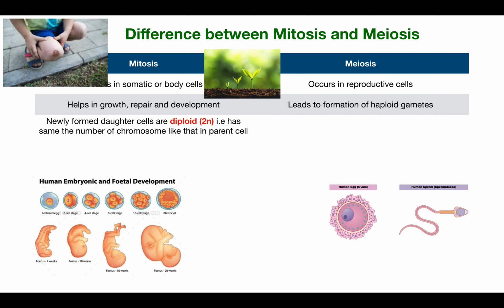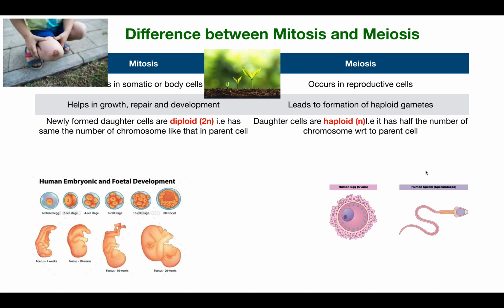That is, when a parent cell divides, it gives rise to two daughter cells, and both the cells are diploid, containing the same number of chromosomes like that of the parent cell. Unlike in meiosis. Now what happens in meiosis is it gives rise to 4 cells which are haploid. Whatever is the number of chromosomes present in the parent cell, half the number of chromosomes will be present in the newly formed daughter cell.